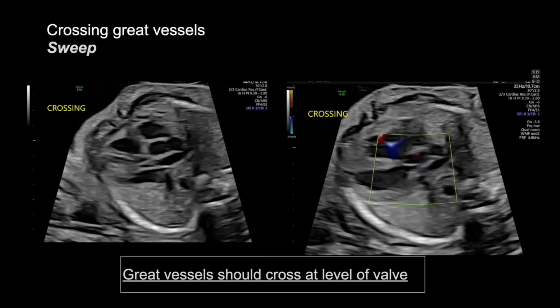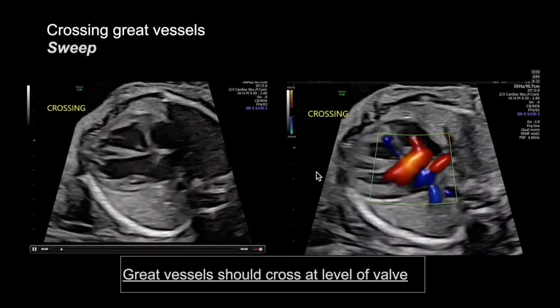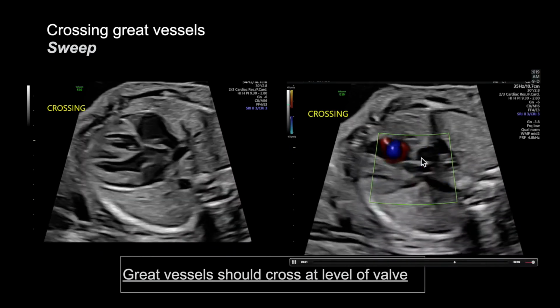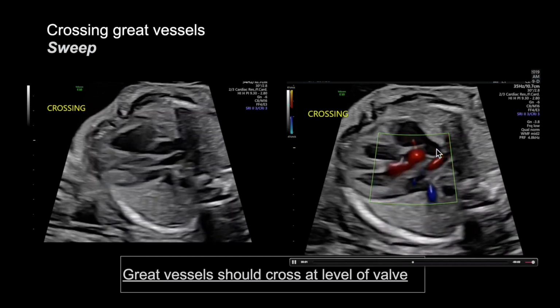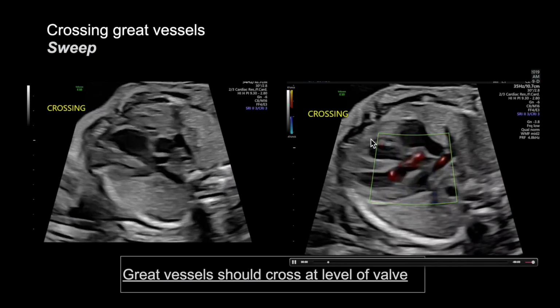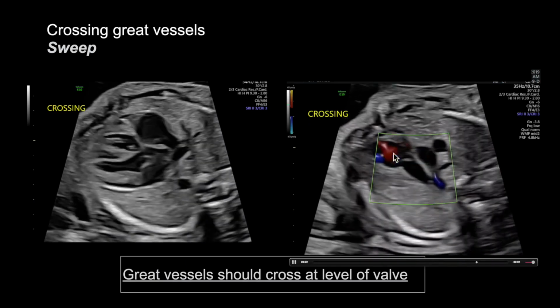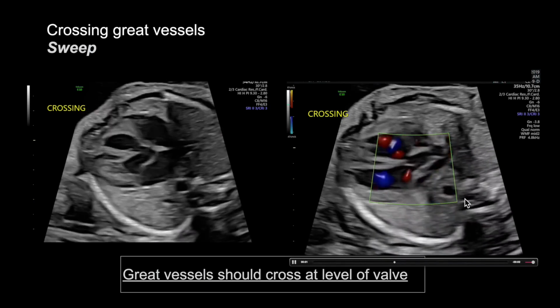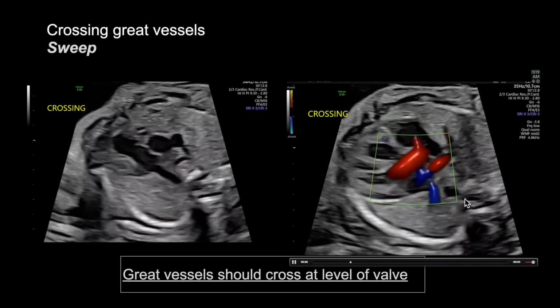And then when you use your color Doppler, the vessels are crossing each other, with the aorta going towards the transducer in this particular position and the pulmonary artery going away from us, so they're different colors, so it makes it a little bit easier to demonstrate on your clips.